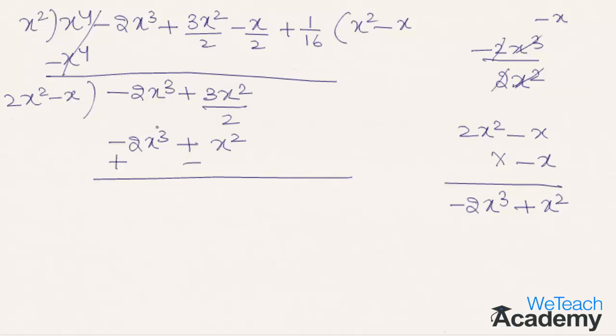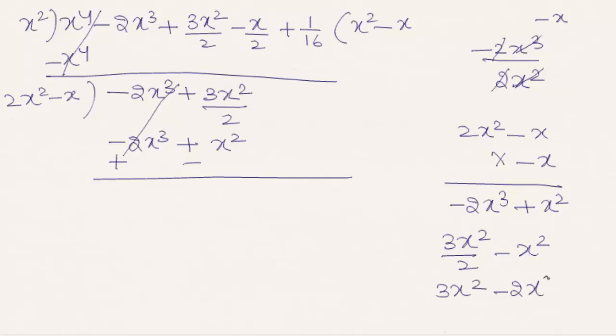So here minus 2x cube and plus 2x cube get cancelled, and here by simplifying we get 3x square by 2 minus x square. And now here by taking LCM we can write this as 3x square minus 2x square divided by 2. So here 3x square minus x square would be x square divided by 2. Let us write this over here, and now bringing down the remaining two terms, minus x by 2 plus 1 by 16.